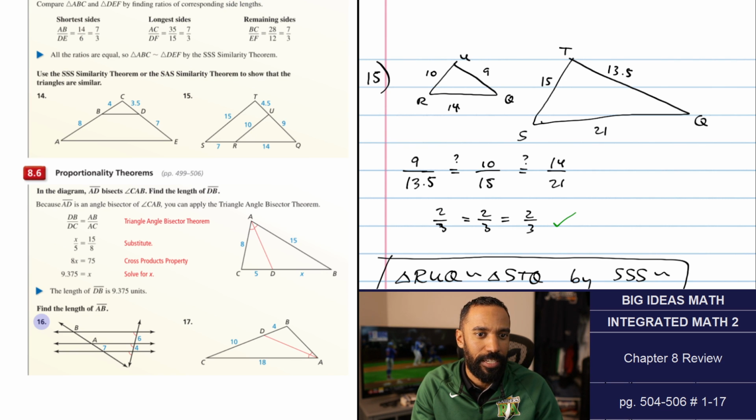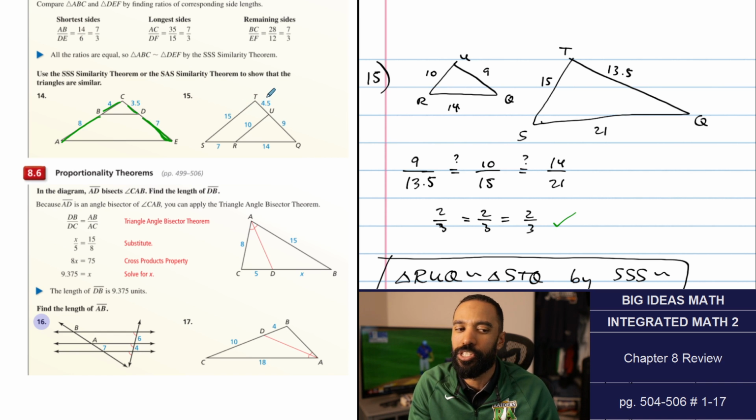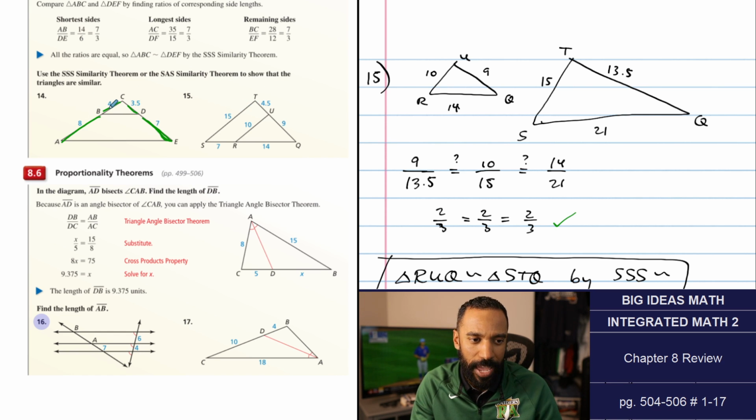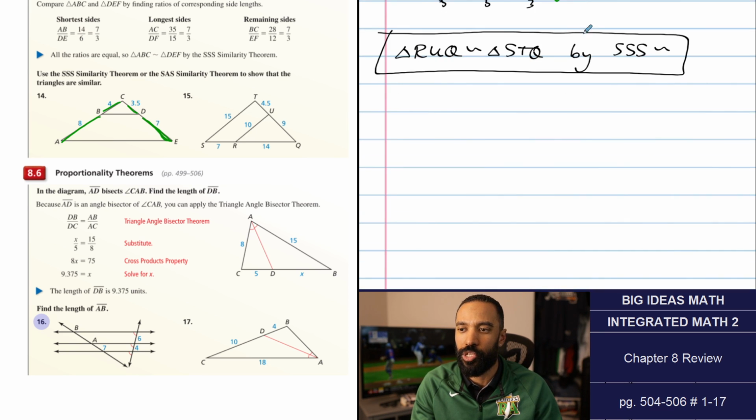Like number 14. Another valid test is 4 over 8 equals 3.5 over 7. And section 8.6, triangle proportionality theorem, does show that. You don't have to do 4 over 12 and 3.5 over 10.5. You could do just 4 over 8 and 3.5 over 7. There's a thing to that. Okay, let's go ahead and do the next set, though.